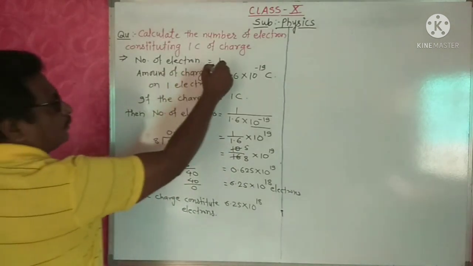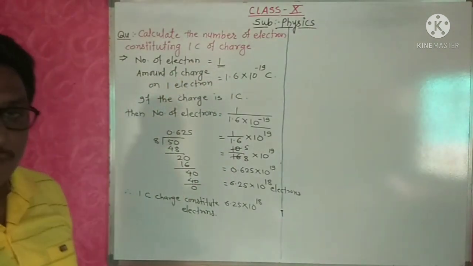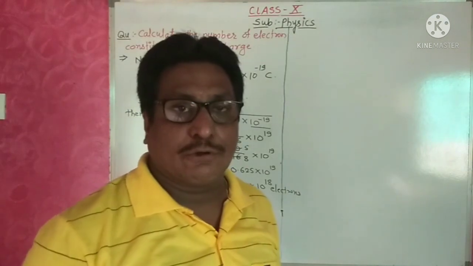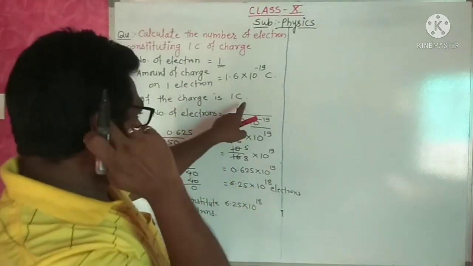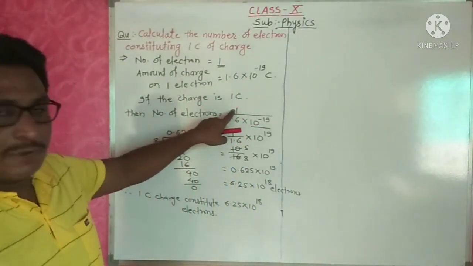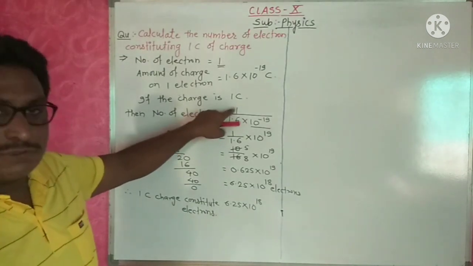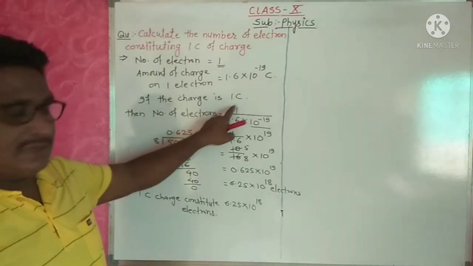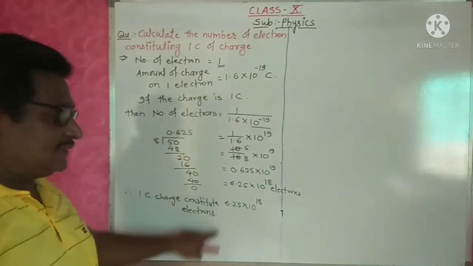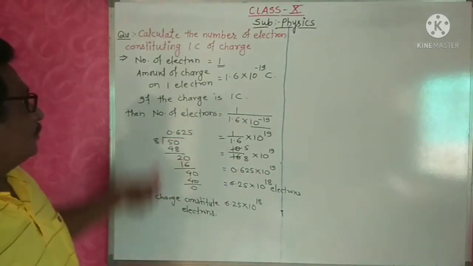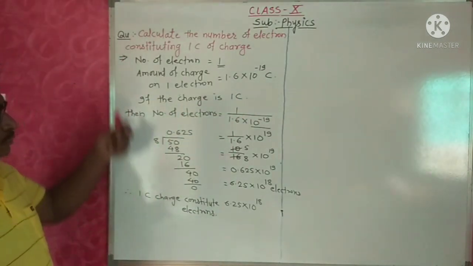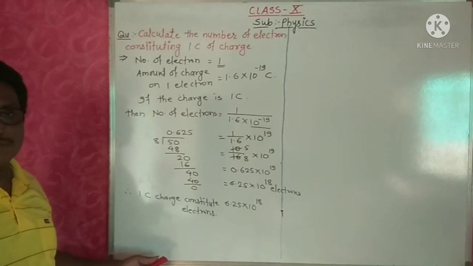So it is for 1 electron. In the exam maybe they will ask for 2 electrons, 3 electrons. So what will come? Here in place of 1, if 2 electrons, then 2 will come. For 3 electrons, 3 will come. Like that it will come. So okay students, I hope you understand how to solve this.